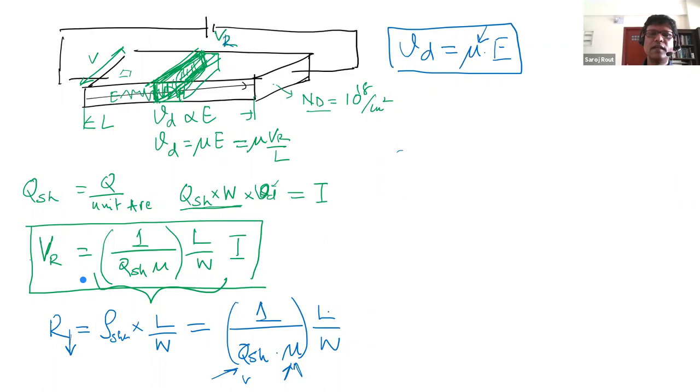Okay. Let's get to the next one, length. So resistance is directly proportional to the length. Makes sense? If so, why? If length will increase, the electrons will keep bumping more and more. So the number of charges increases, charge density, the time to travel.